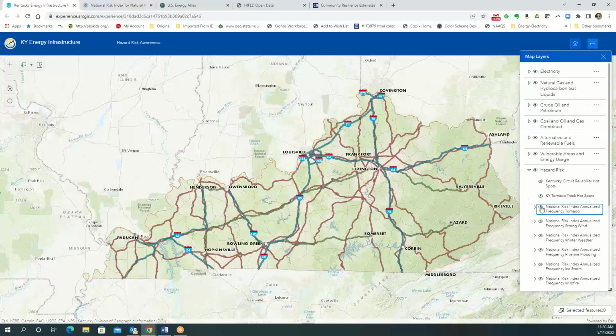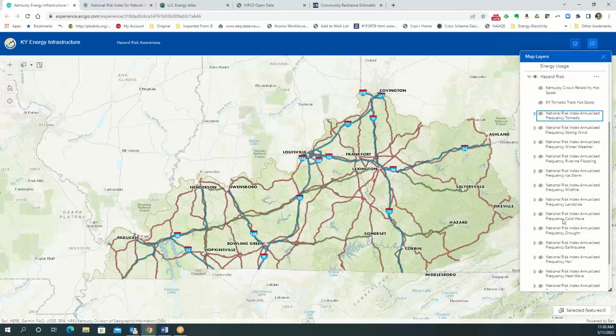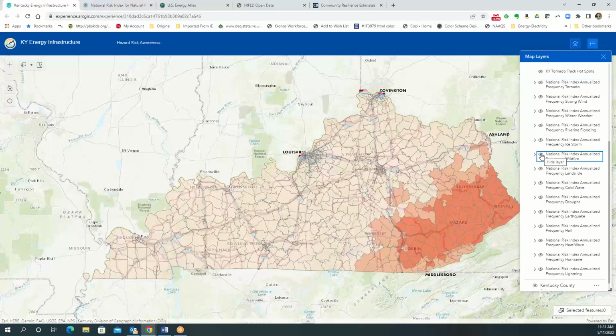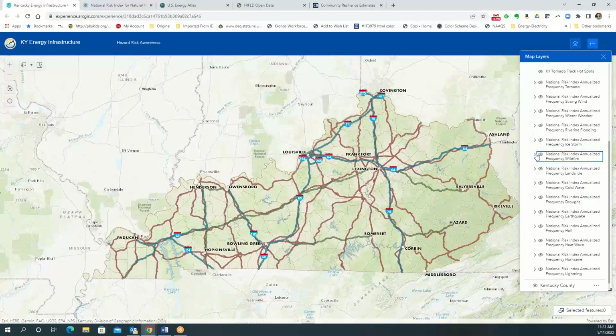So that's one risk index. And like I said, there are plenty more here as well. For instance, wildfire. We are at an increased risk for wildfire due to our natural resources in the eastern part of the state. So again, this is something we can take into account as we look at our energy infrastructure.